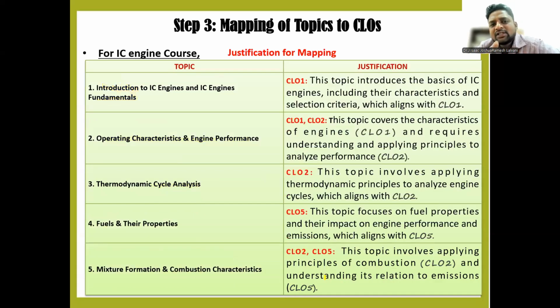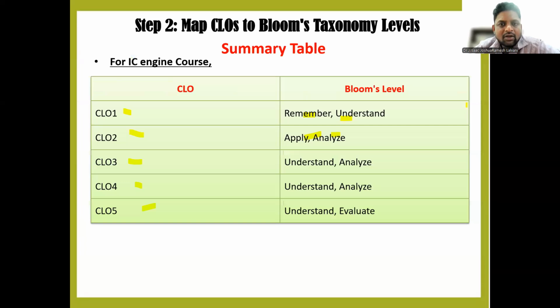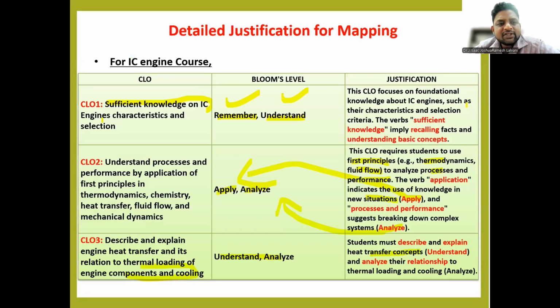So now, how did I justify this mapping of topics to a CLO? First, you can see the introduction. The first topic I mapped with CLO1, and the second topic I mapped with CLO1 and CLO2. So here you can see introduction to engines. This topic introduced the basic components of engines, including their characteristics and selection criteria, which aligns with CLO1. What is your CLO1? Sufficient knowledge on IC characteristics and selection.